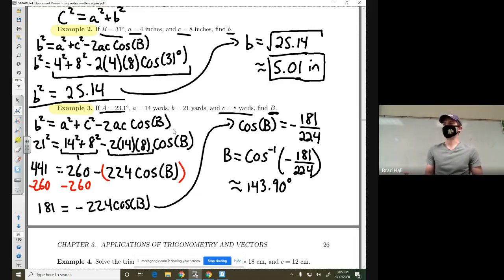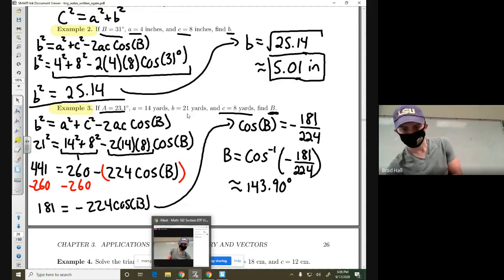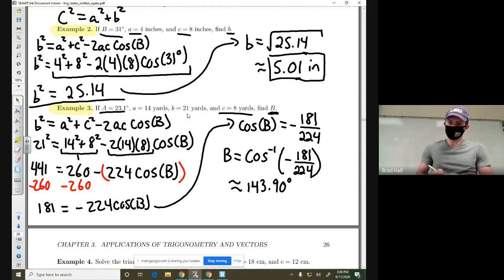So notice this does give us an obtuse angle, which is good. So law of cosines does not have the same stipulation about obtuse angles. And we know A, we know B. We can figure out C now. Let's go ahead and just solve it.